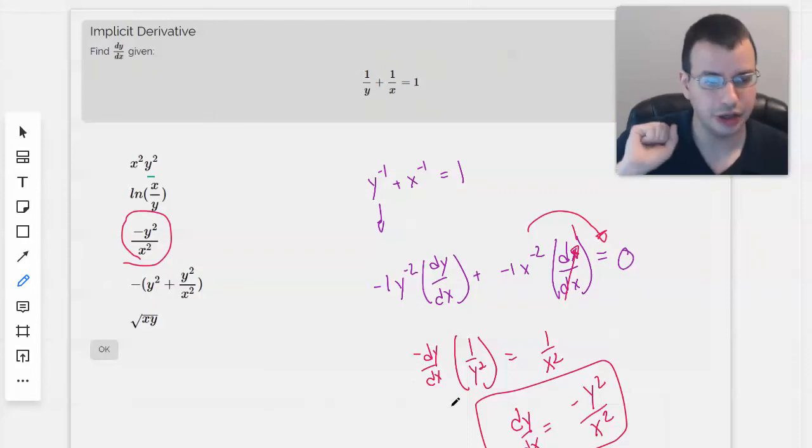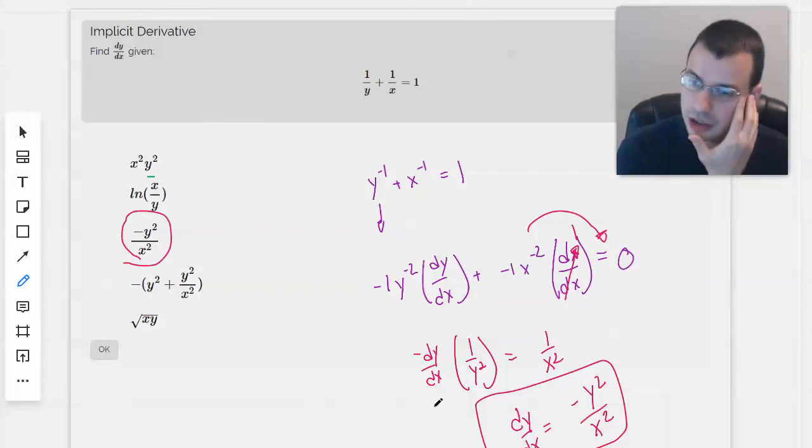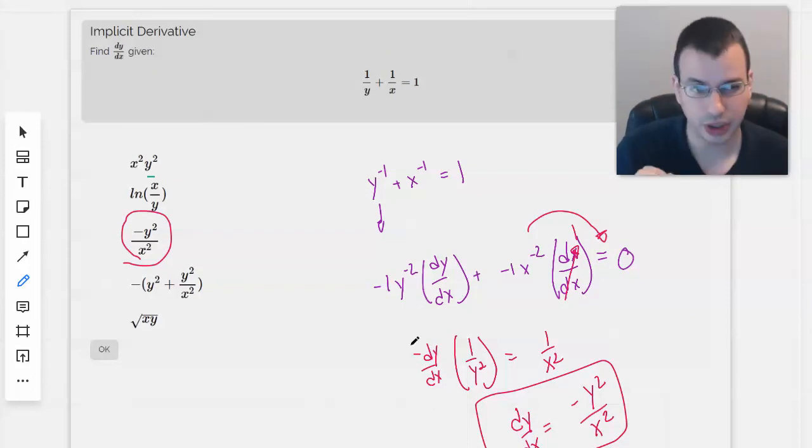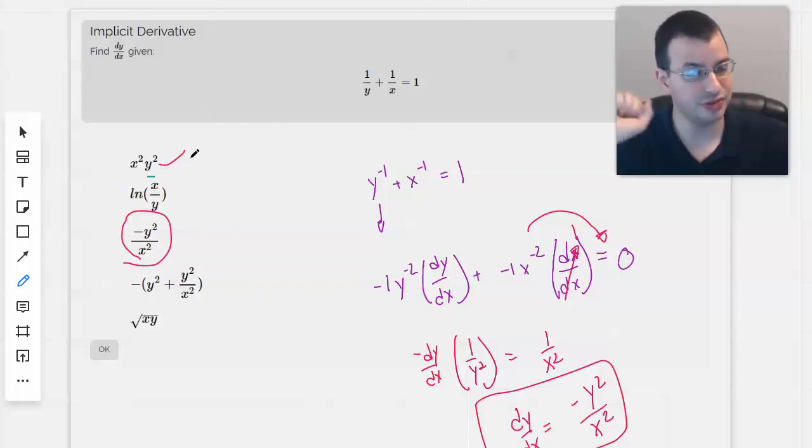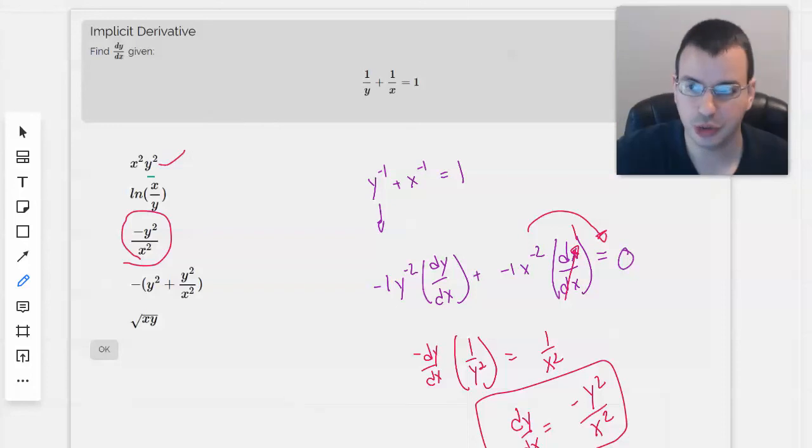So for this one, implicit differentiation, one of the keys to see that that's the way you want to go is you have x and y in the answer. And so implicit differentiation, the idea of taking derivatives of everything, is kind of the route you want to take for this problem.